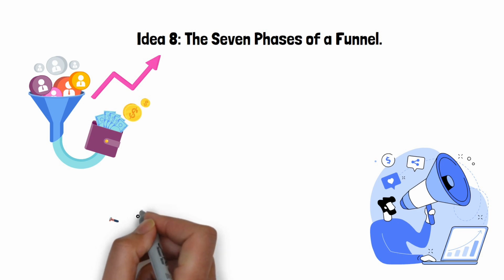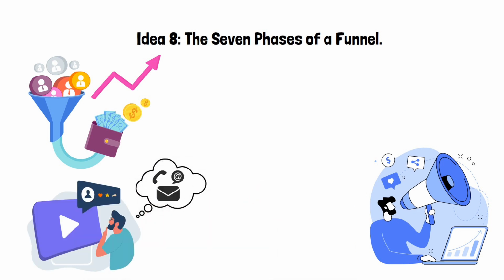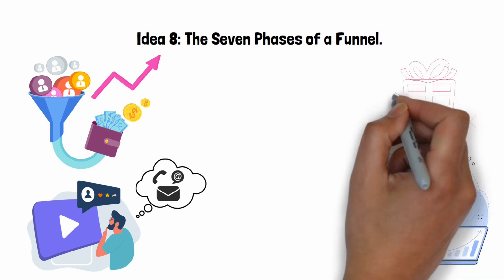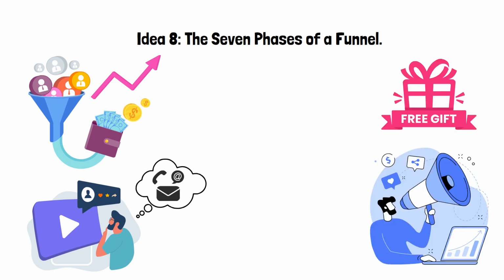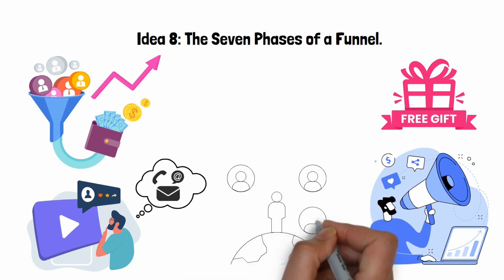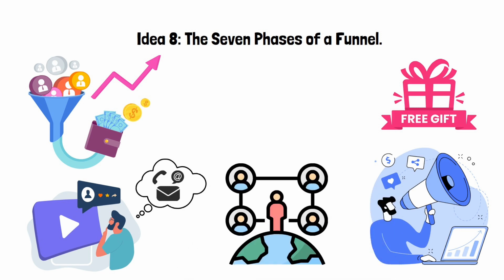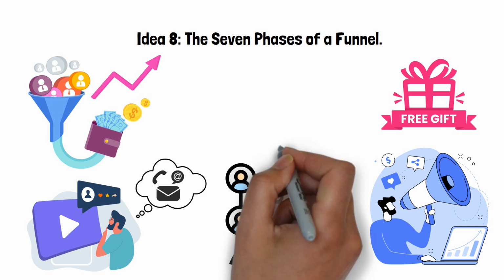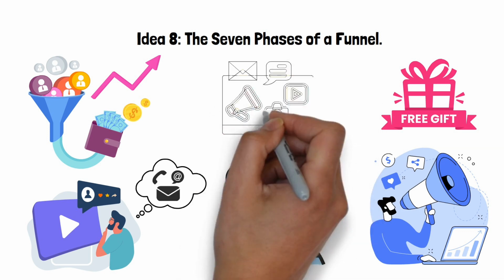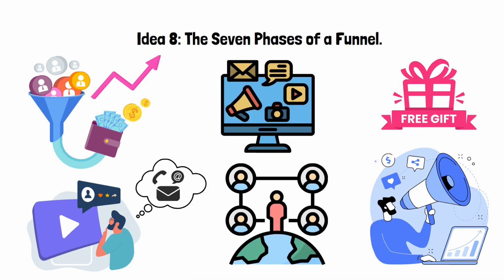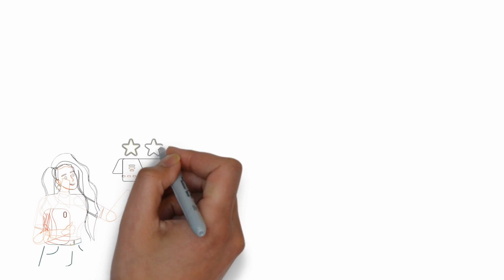Once they've noticed you, the next step is to get them interested enough to give you their contact information. This usually happens in exchange for a free gift or valuable information, like an ebook or a webinar. After you have their contact information, you work on building a relationship with them. You send them emails, share useful content, and help them understand why they need your product or service. The idea is to establish trust and make them feel comfortable with you.